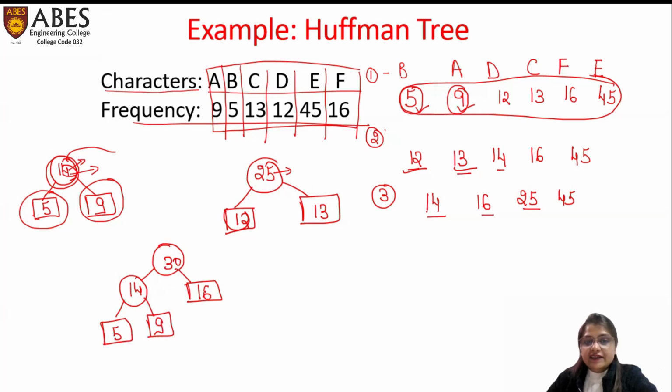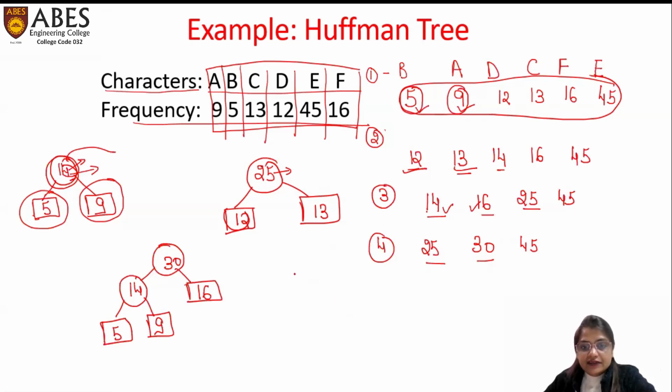Okay, 14 and 16 were the minimum weights. I have calculated the sum of it, and 14 was having a subtree, so it will be drawn like this. In the next step, 14 and 16 have been traversed. Then the new item will be 25, then 30 will come here, and then 45. Then the newly extracted items will be 25 and 30. 25 will have a subtree, then it will come as it is.